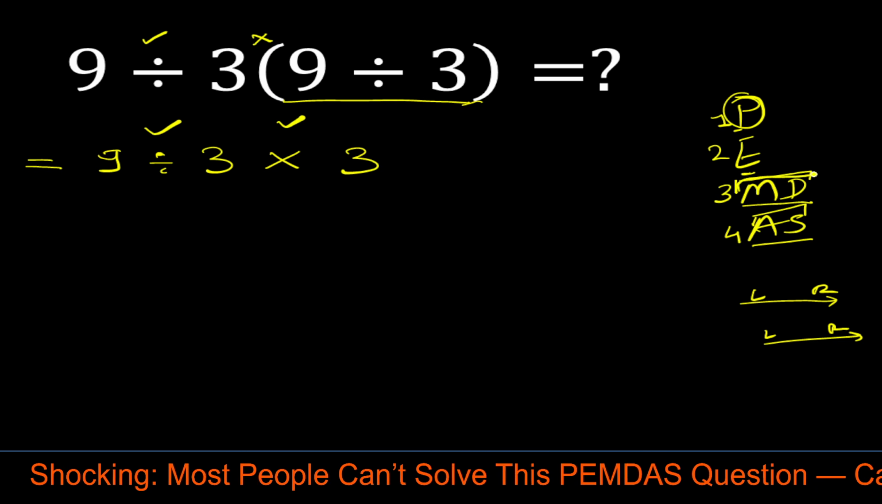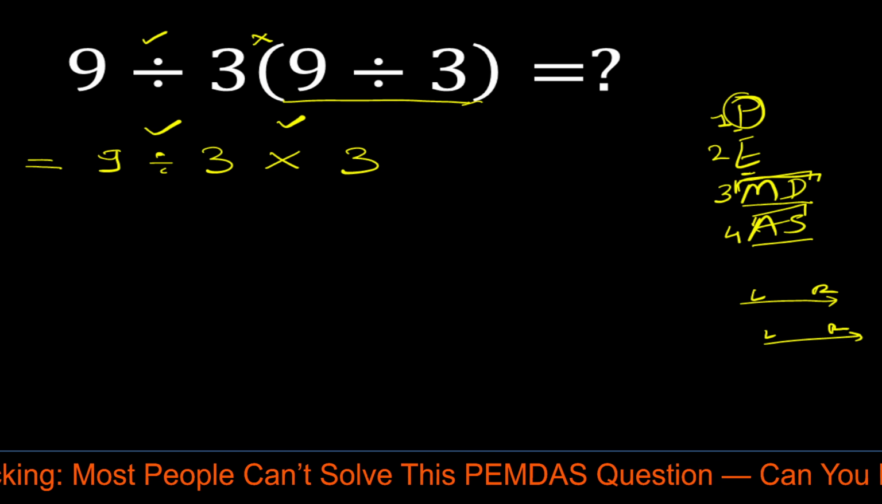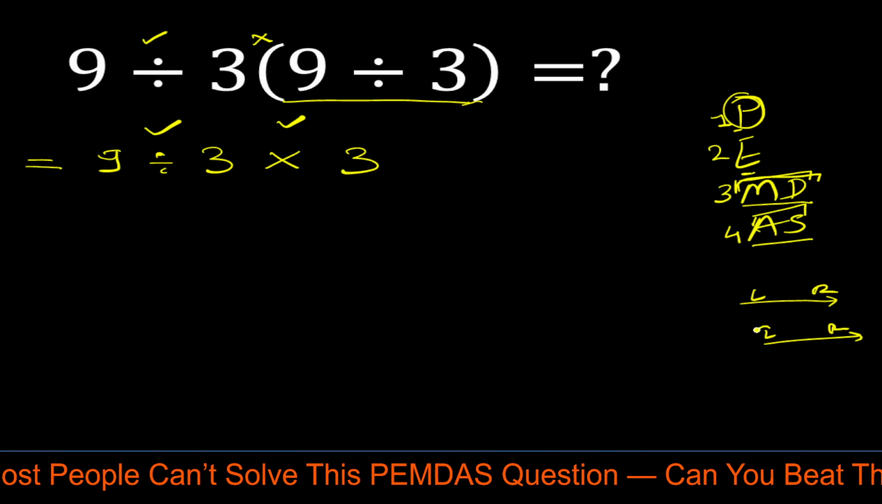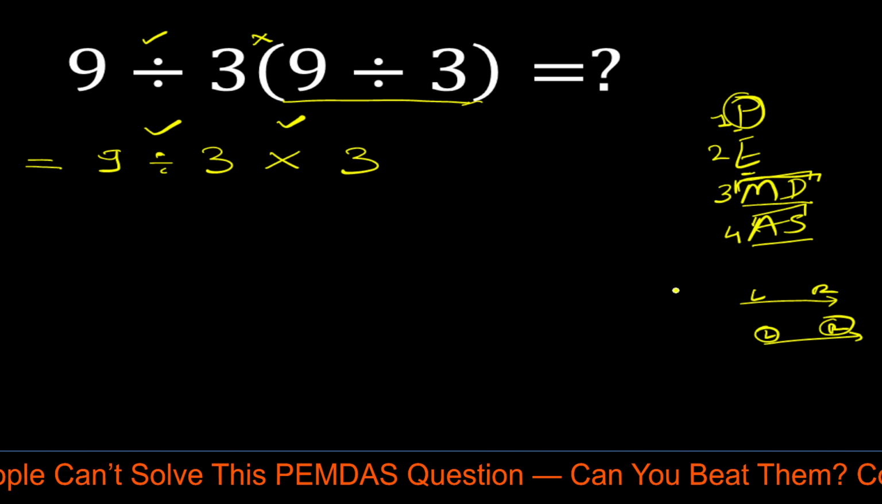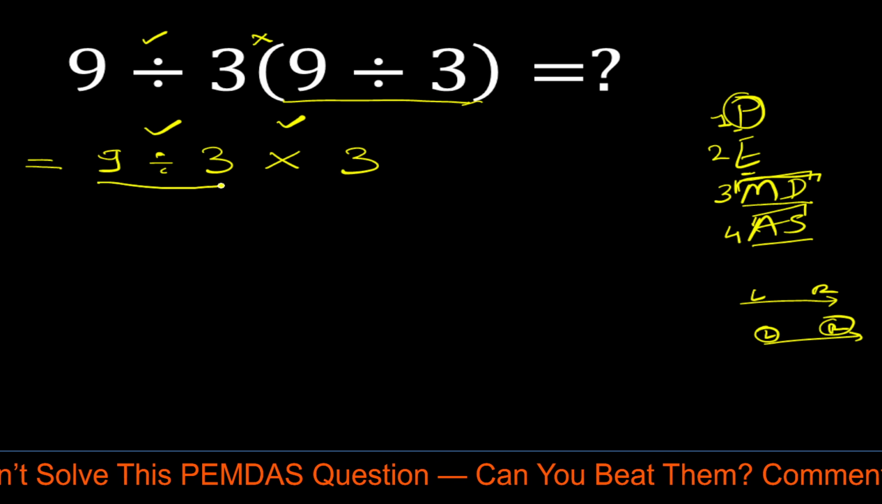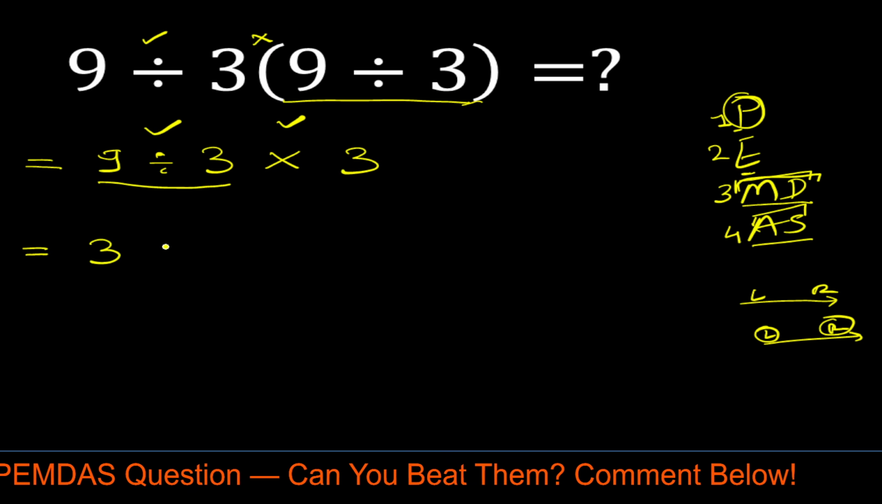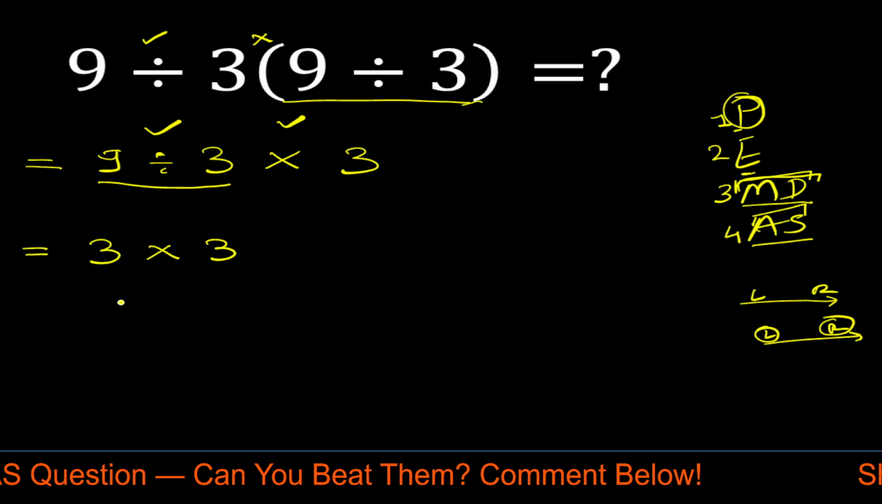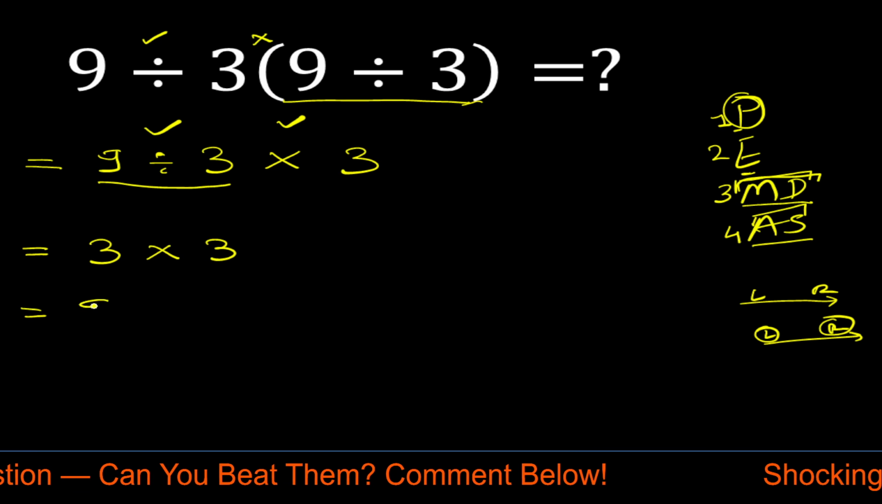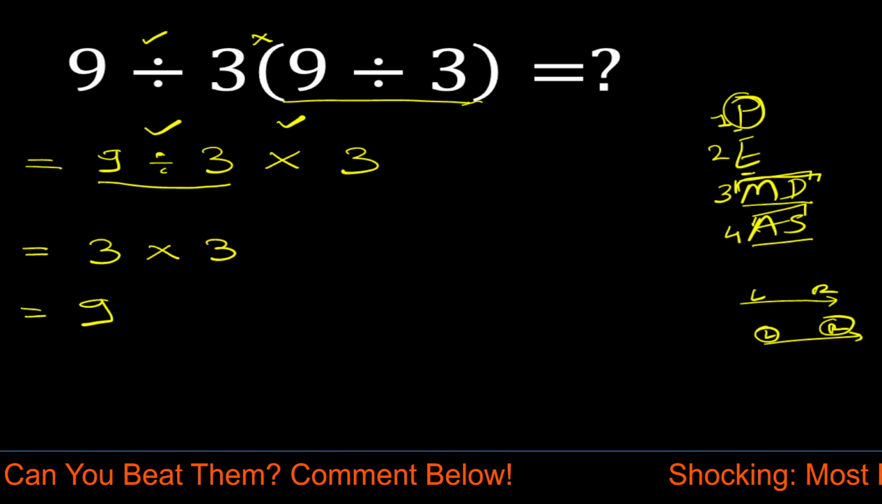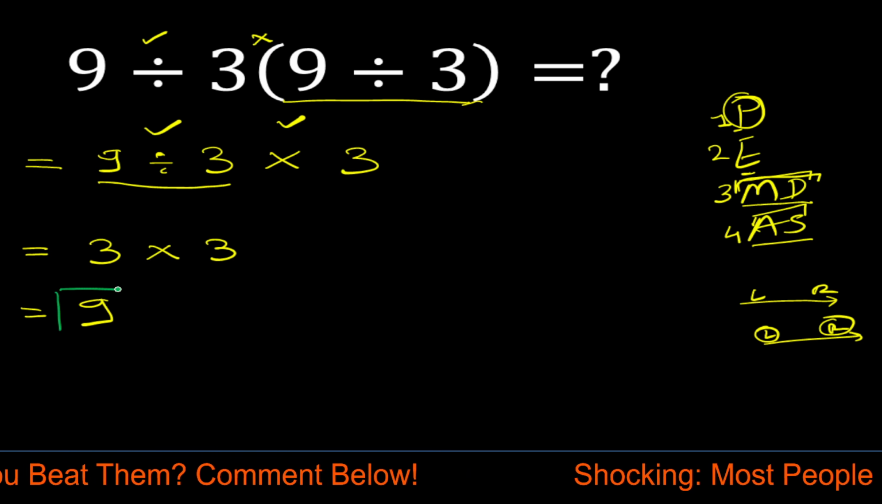So multiplication and division both have equal priority. So we have to solve it from left to right. So first we have to solve this division, right? So 9 divided by 3 is equal to 3 times 3. So now 3 times 3 is equal to 9, right? So the correct answer is 9.